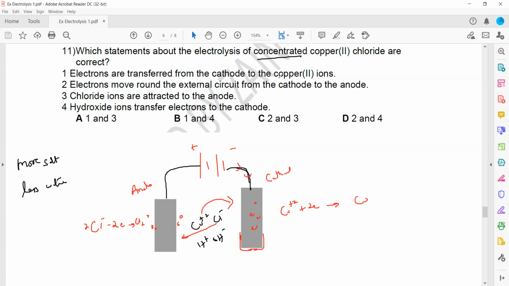Electrons transfer from cathode to copper ion. Yeah, that's true, because the electrons are being transferred to the copper ions at the cathode. Electrons move round the external circuit from cathode to anode. They're not moving from cathode to anode. They're moving towards the cathode, and from the anode they're coming towards the positive terminal. So that's wrong. Chloride ions are attracted, that's true. Hydroxide ions do not transfer, they're not discharged. So statements 1 and 3 are the right answer.